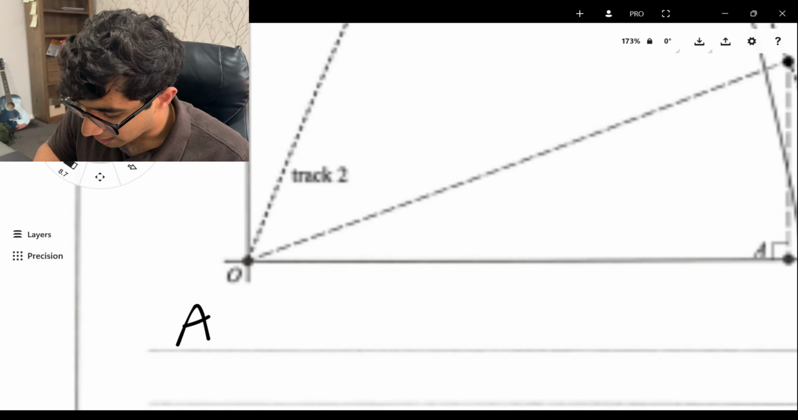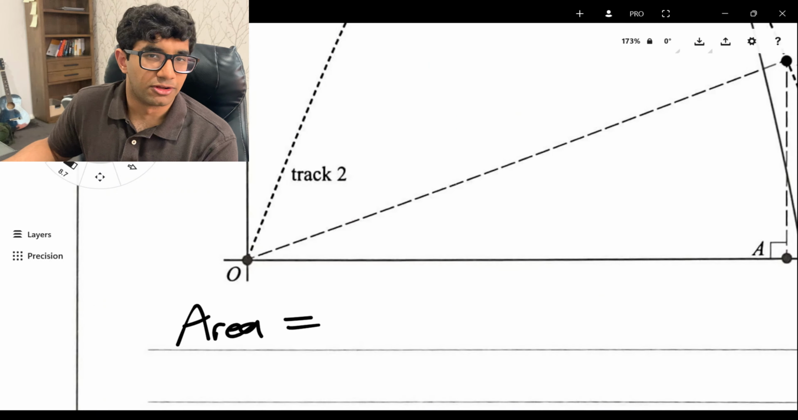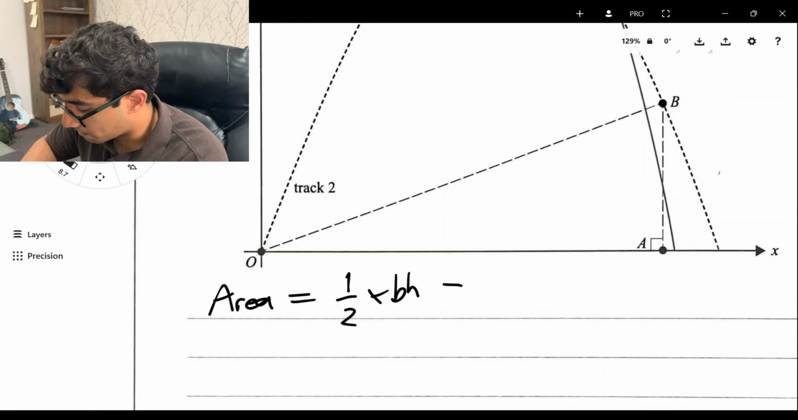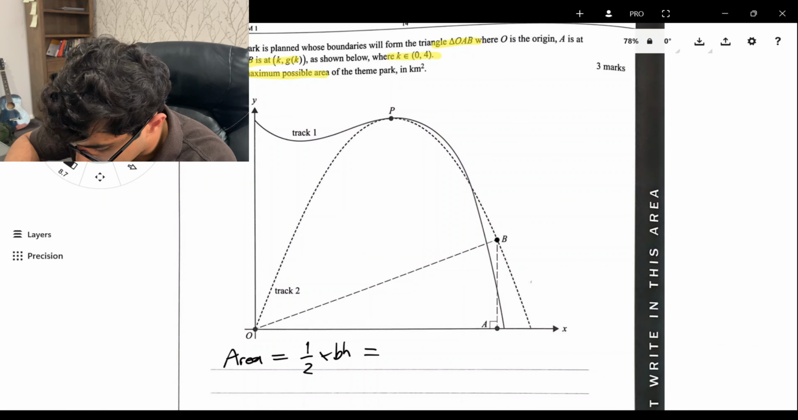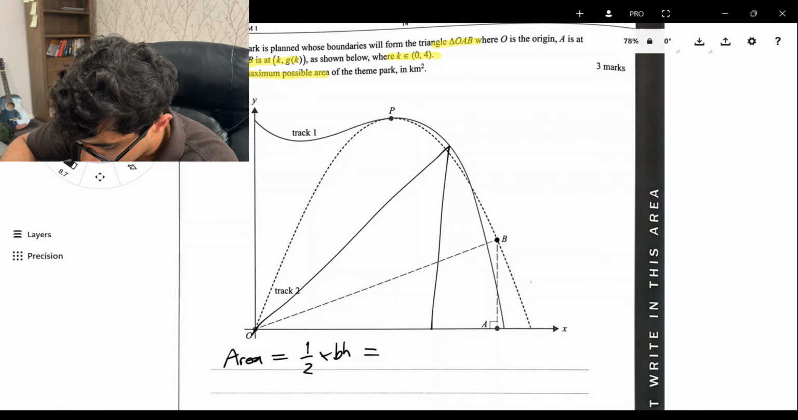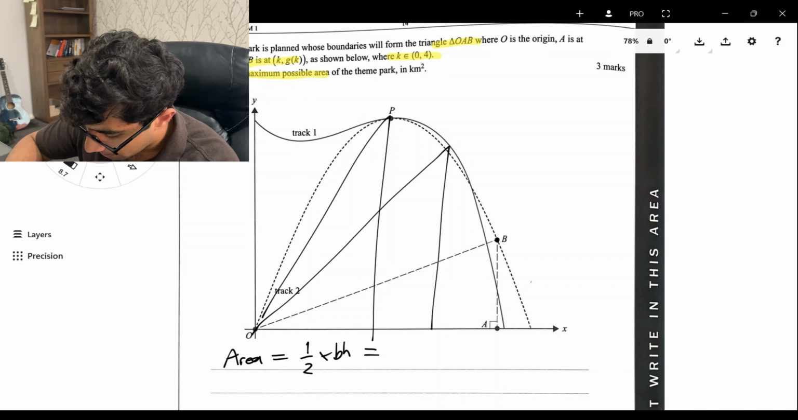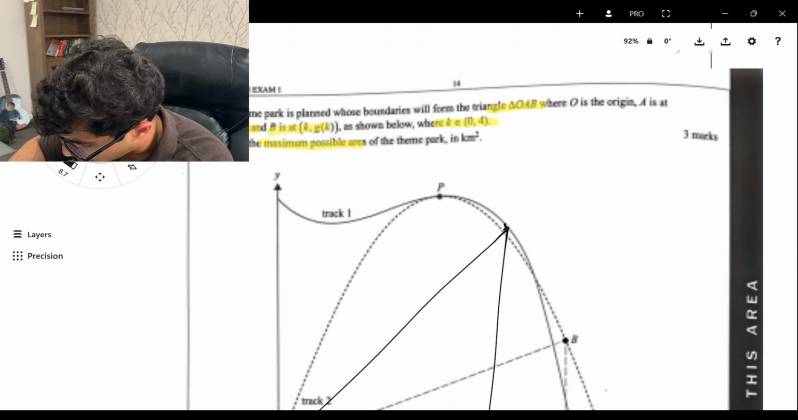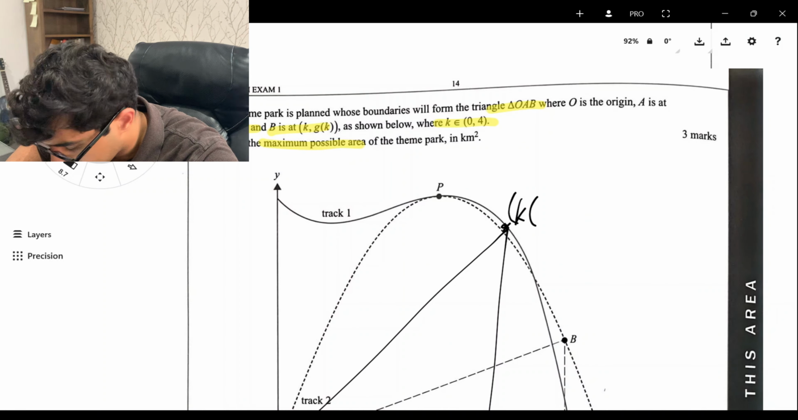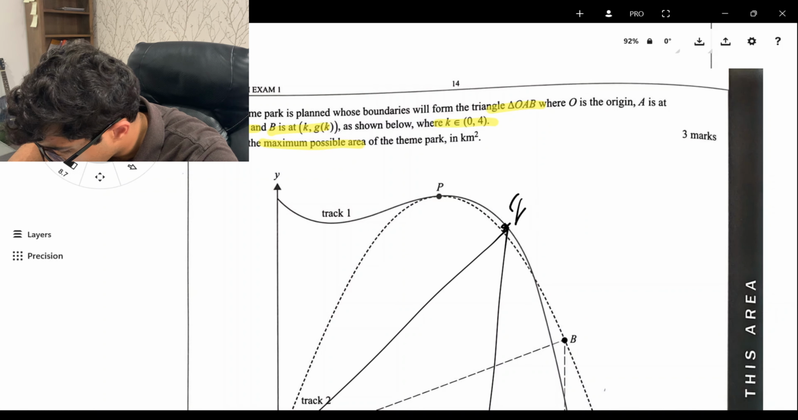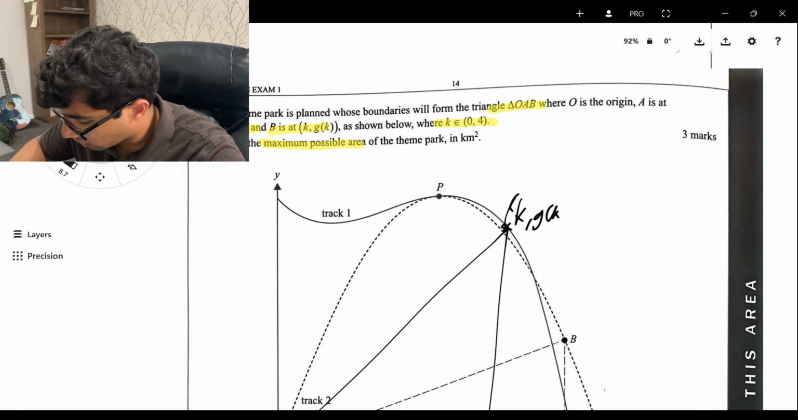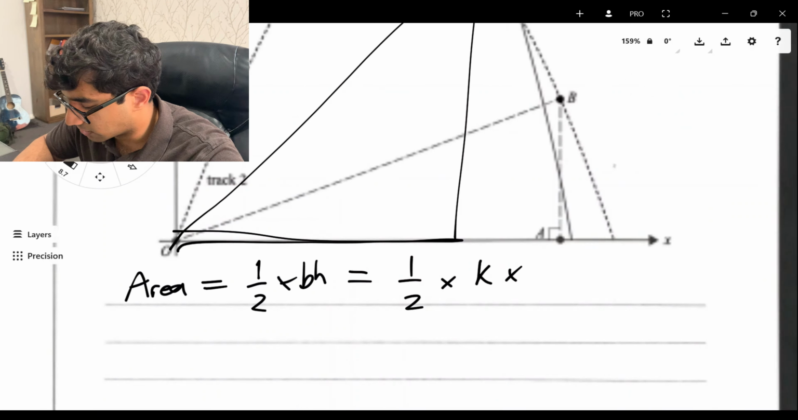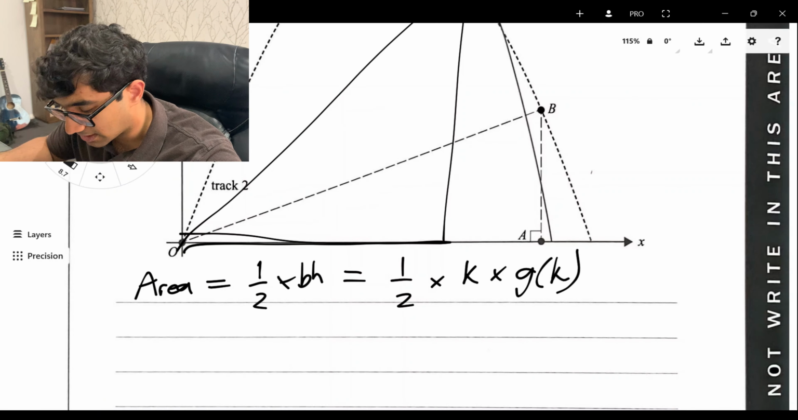Area AOB, okay, I'll just say area, is going to equal, it's a triangle, so it's 1/2 times base times height. Now the question is, what's your base? If you take a look at the different triangles that you can draw, I'm just drawing up some random examples here, you can see that the base is going to be K, because remember, this is at the point K and then G of K. So 1/2 times K times G of K. That's literally your triangular area.